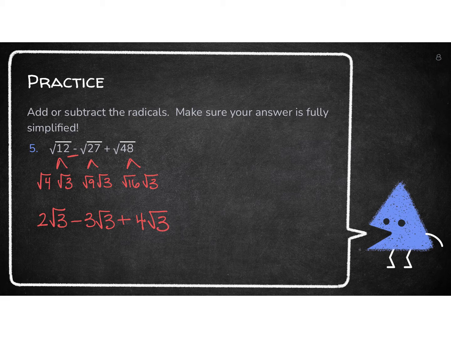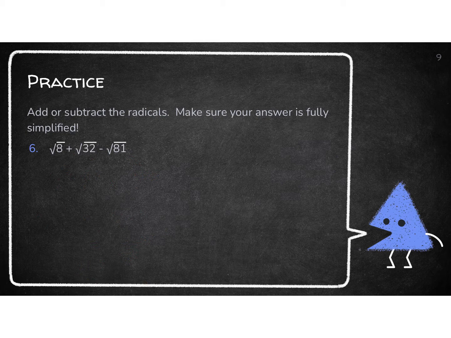And now I must simplify it, so I'm going to try to put things together if I can. Well, all three of these have a root 3. So we're going to put all three together. So I know I'm going to have a root 3 in my answer. So I have 2 minus 3 plus 4. That ends up giving me a 3 root 3. That's my final answer because it's as simplified as it can go.